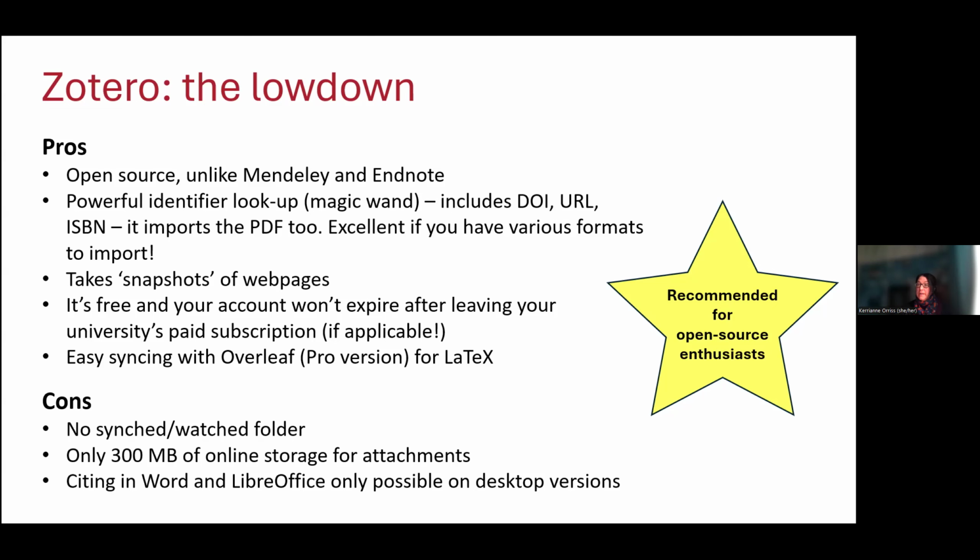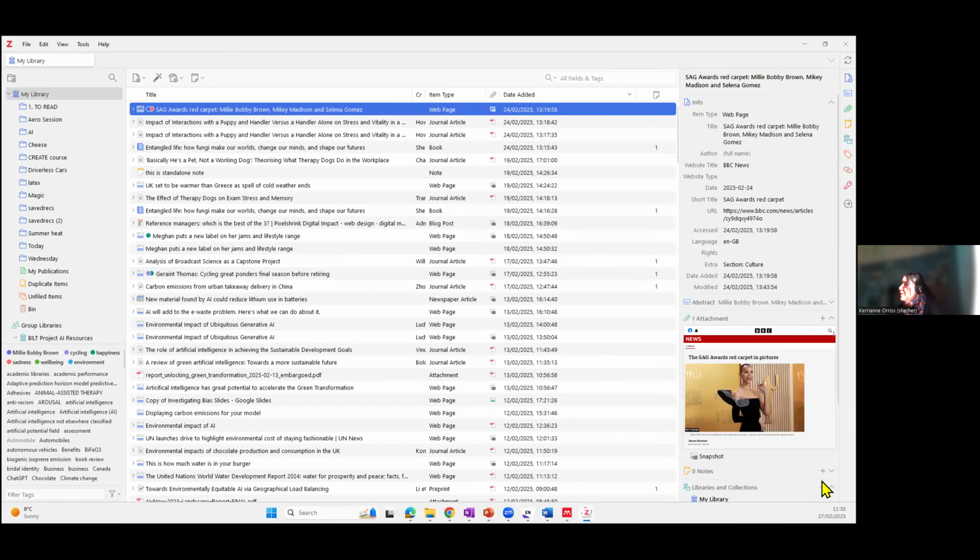The cons are it's got even smaller online storage space for attachments than Mendeley, 300 megabytes. Also, when you're citing in Word, it's only possible on the desktop versions of Word and LibreOffice. So that's something to bear in mind if you only use the web versions of those programs. So I'm going to show you what Zotero looks like now. You can see on the right hand side here, I've already created a snapshot. You can see there's a picture of the SAG Awards there. So that's the latest one I've imported.